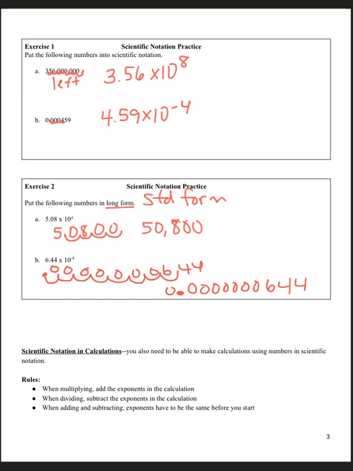Now what we're going to look at is when I have numbers that are already in scientific notation, how do I do these calculations? So there's a couple of rules, and the rules aren't really going to make sense until we actually start working them. But when you multiply, you are going to add the exponents. When you are dividing numbers, you are going to have to subtract the exponents. And when you are adding and subtracting, the exponents have to be the same before you start. So I will clarify this and explain this while we're working through these.